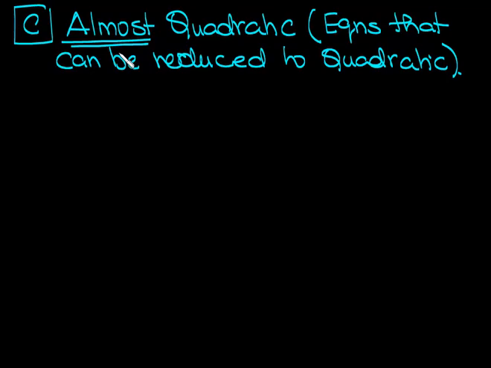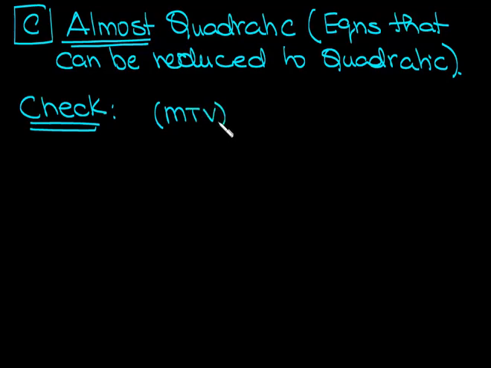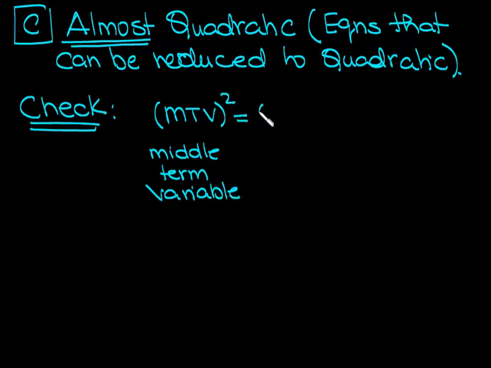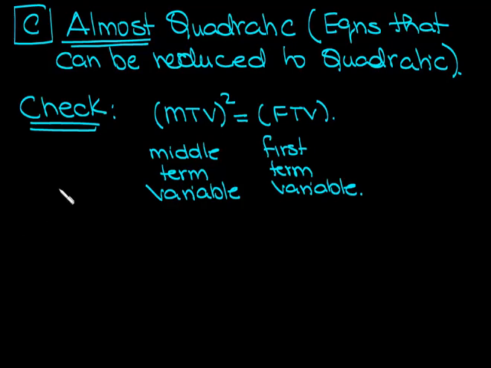Okay, so let me show you how to check to see if it's almost quadratic. So here's my check. You should always perform this check to see if an equation is almost quadratic. What you do is you start by taking the middle term variable, just the variable, not the coefficient or anything, just the variable squared. And if that's equal to the first term variable, then it's almost quadratic. Okay, so this would mean that it is almost quadratic.